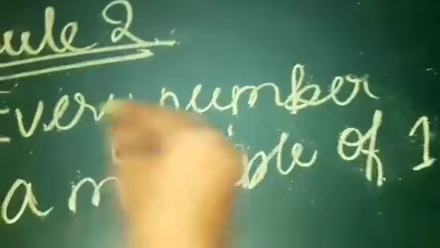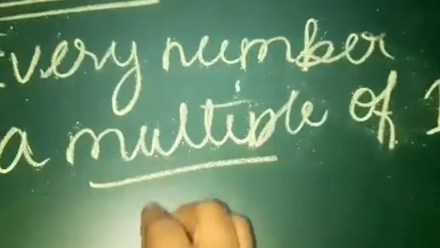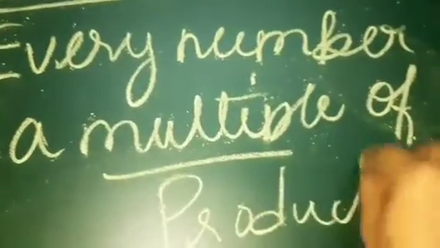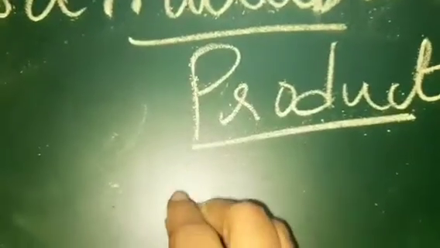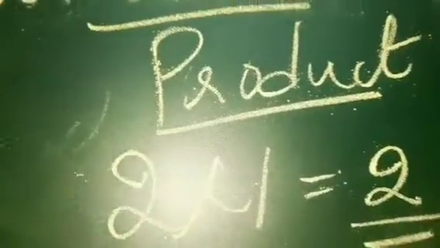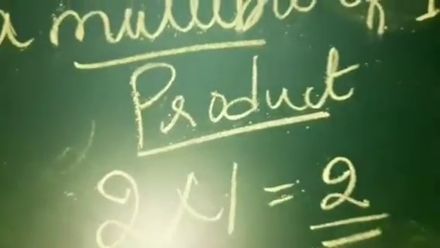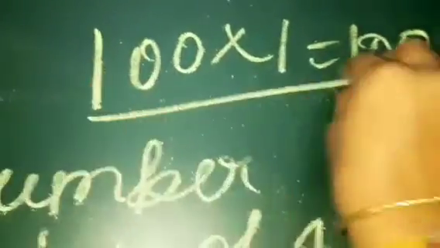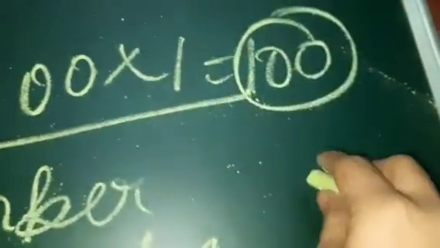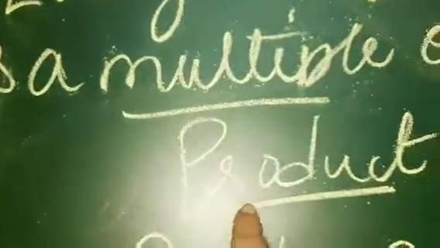Rule 2. Every number is a multiple of 1. Multiple means product. So, for instance, 2 multiplied with 1 is 2. Say for instance, you take any number, it will be a product of 1. You take the number 100, it will be the product of 1. So, 100 multiplied with 1 will give you the multiple 100. Multiple is also called a product.